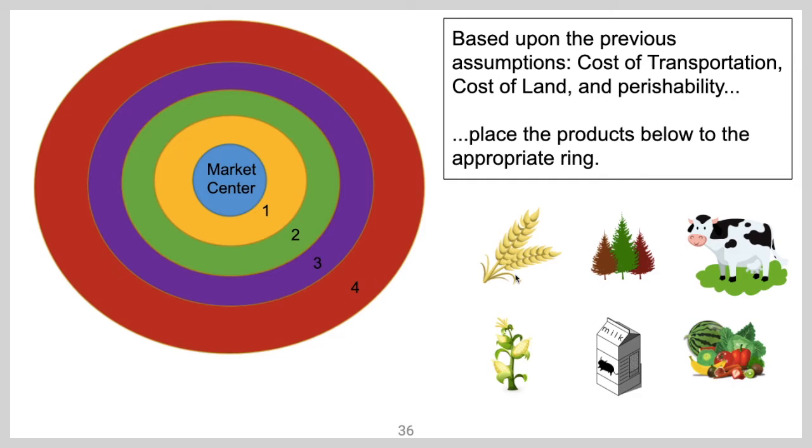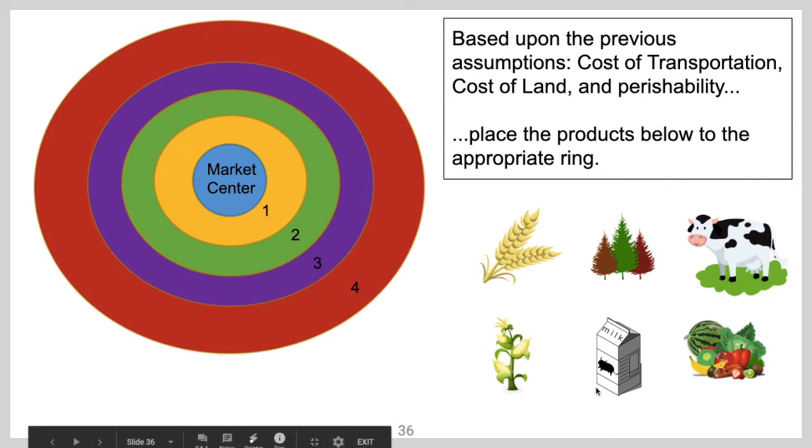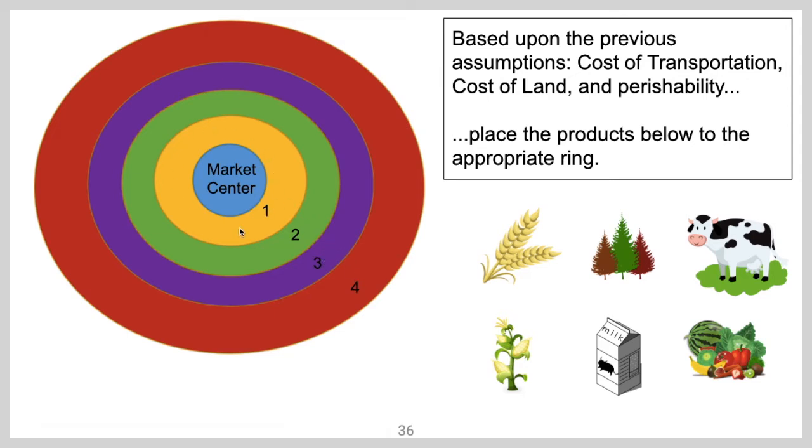So here's what I'd like you to do. Take a second and try to place each of these 6 items that you see down here into one of these 4 rings. Try to predict what von Thunen said regarding which farm goods should be planted or grown or raised in which of these 4 parcels of land. Take a moment, pause this video, and see if you can correctly place those goods.